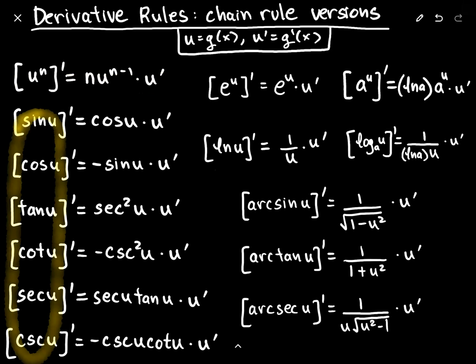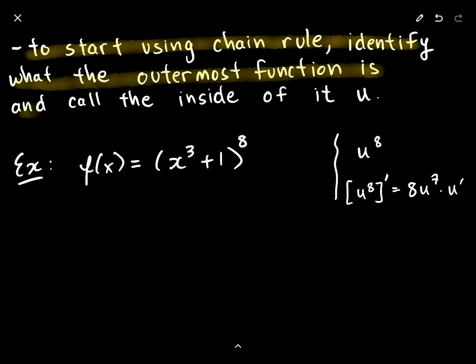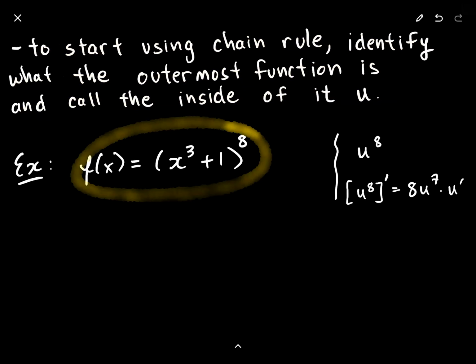Also, for the chain rule versions of the derivative rules for the trig functions, you can see that the rules are the same as the basic rules, except that x is replaced with u, and we multiply by u prime after. To begin using the chain rule, identify what the outermost function is, and call the inside of the outermost function u. In this example, we have x cubed plus 1 all to power 8. Here the outermost function is the power 8, and then we can call the inside function u.